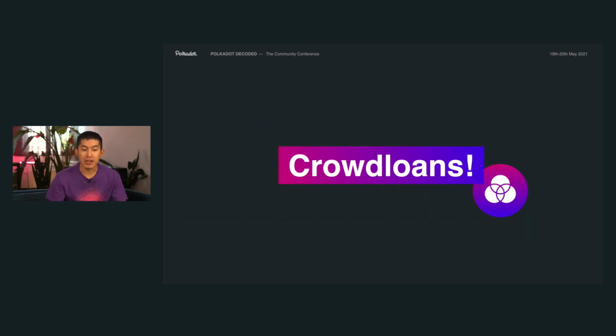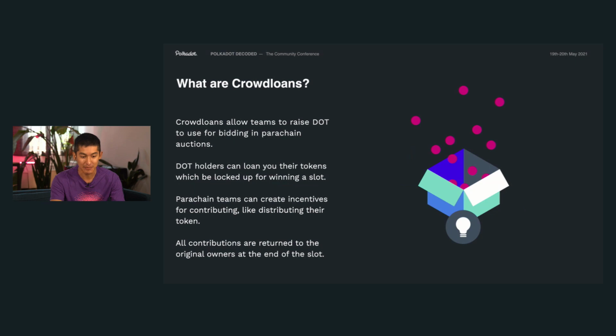Cool. And so now that we understand how auctions work, let's chat about Crowdloans, which is, I think, one of the most exciting things that we can definitely offer in this presentation. So what are Crowdloans? Crowdloans is a fundraising system for parachain teams to get the dot needed to win parachain auctions. Basically, dot holders can loan parachain teams tokens, which will be used to bid in these parachain auctions.